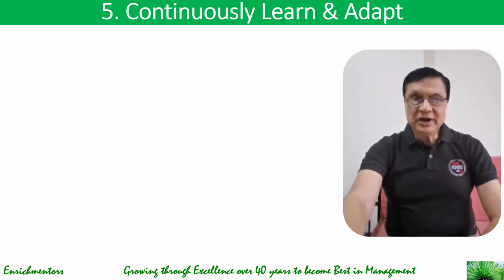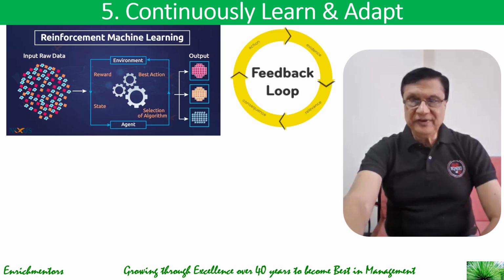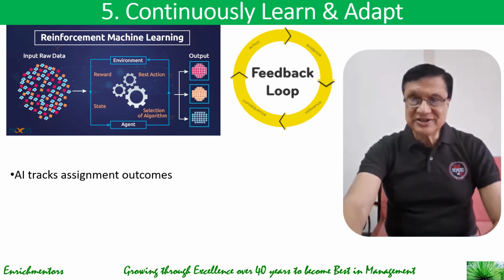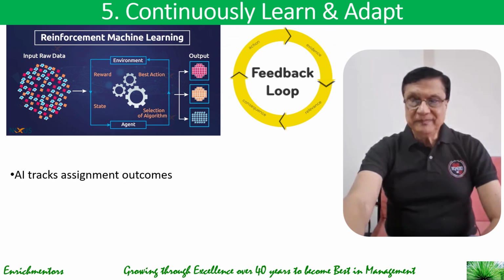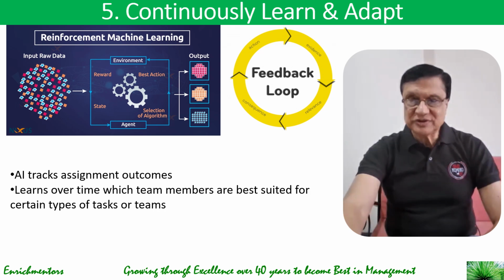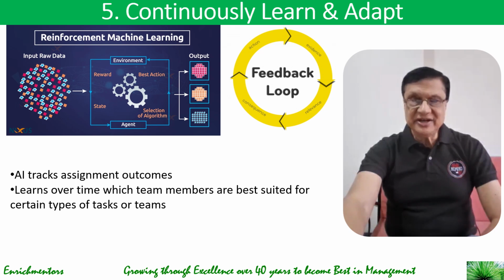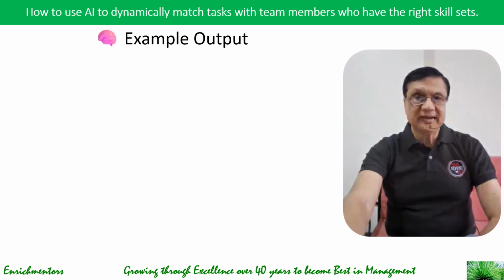Then you continuously learn and adapt. You can use reinforcement learning or feedback loops, and with them you can have the AI track assignment outcomes, on-time delivery, quality scores, satisfaction ratings, and it can learn over time which team members are best suited for certain types of tasks and teams. So that's how you can have the AI learn and adapt for matching the resources to the tasks that are required. Let's take a look at an example of output.